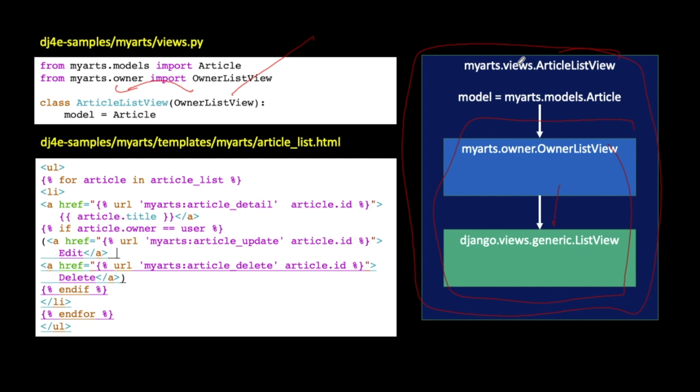And so things like article list.html as the template, and the name of the variable article list, that's all convention. And we've been doing that quite a bit. So let's start with the models changes.